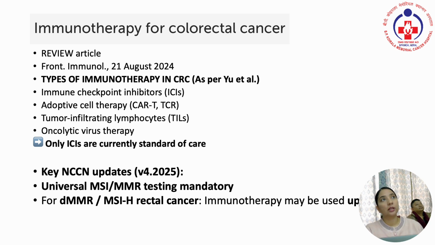And there is one recent review article which was published in 2024 in a Frontiers journal, which mentioned the types of immunotherapy as immune checkpoint inhibitors, adaptive cell therapy, tumor-infiltrating lymphocytes, or oncolytic virus therapy. But till now, only immune checkpoint inhibitors like pembrolizumab are currently the standard of care. And even in this recent NCCN guideline, universal MMR testing is mandatory, and for dMMR and MSI-H rectal carcinoma, immune therapy has been used as the upfront treatment.